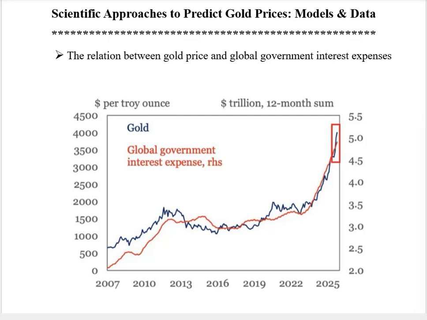As can be seen, these two graphs have agreed with each other in the last 20 years, and this issue attracts our positive opinion in this way. So this method teaches us that if we can predict global government interest expenses, we will succeed in predicting the gold price.